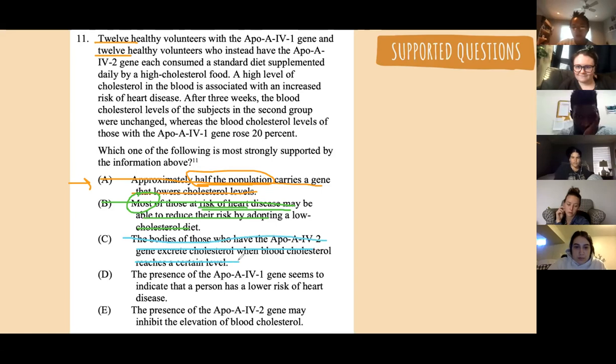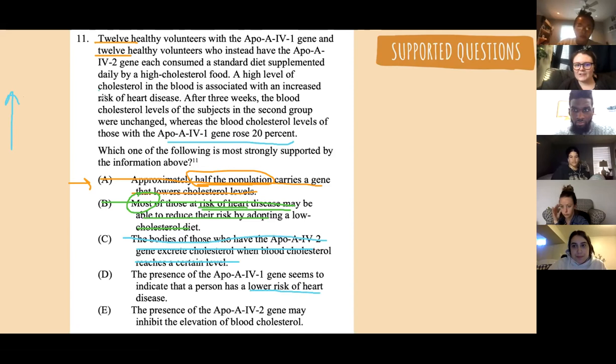So we actually said before that the presence of the first gene would probably increase the risk of heart disease. And that says lower, so it's wrong. Yeah, there's no way that it can actually lower heart disease if those that had it rose 20%. Because what do we know about having a higher cholesterol level? Cholesterol is associated with an increased risk of heart disease. So if one goes up, the increased risk probably also goes up.